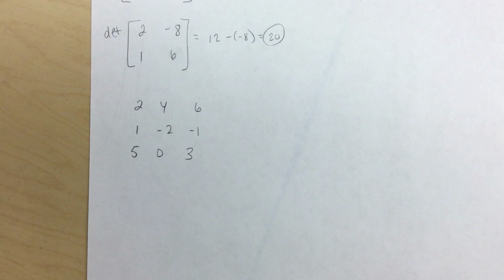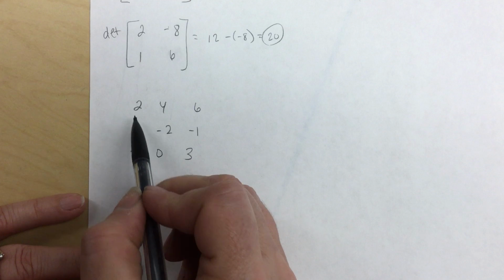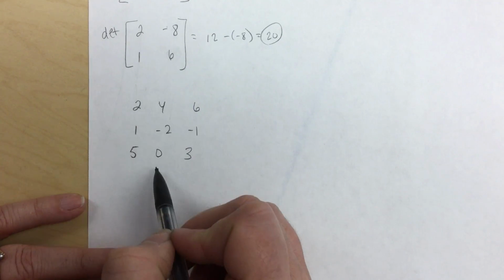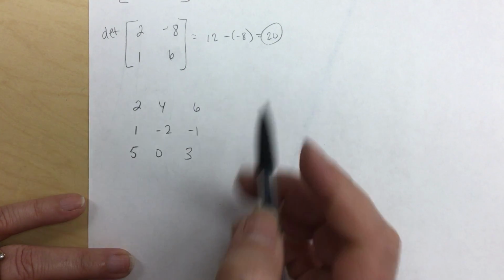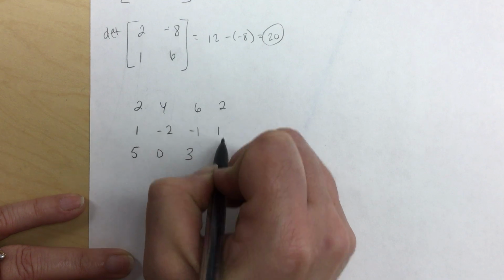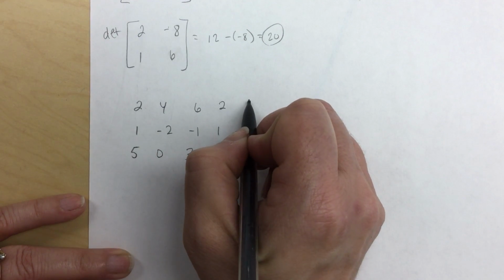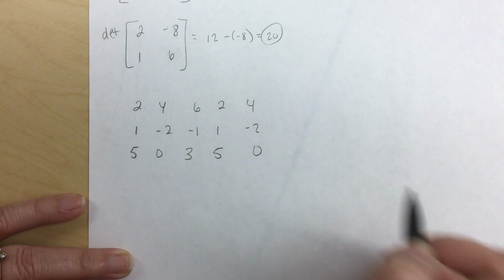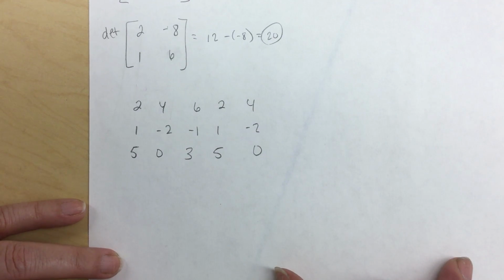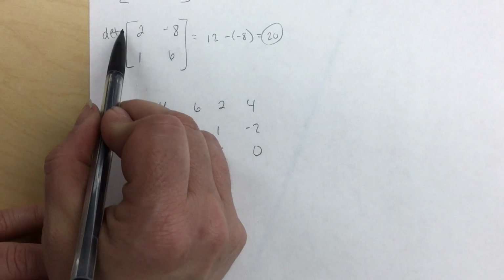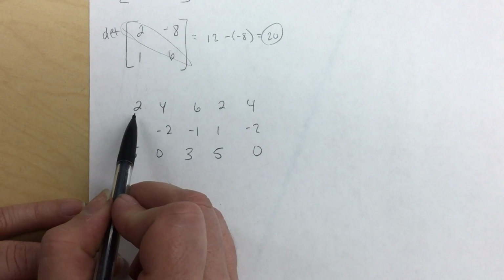So if you want to find the determinant of a 3 by 3, the shortcut says to take this column and that column, the first and second column, and rewrite them. 2, 1, 5, 4, -2, 0. Then you start kind of the same way that we did with 2 by 2s. You start by multiplying that. We're going to do the same thing here.